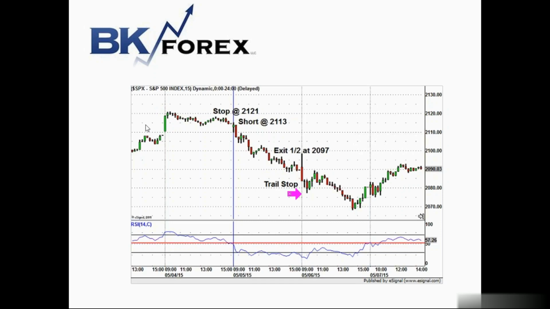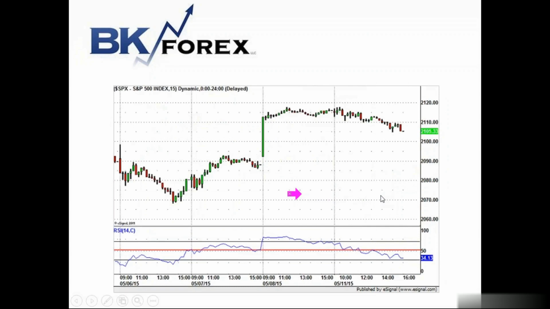So that's how you would turn RSI into a trading strategy. Let's take a look at another example. You can use this on intraday charts too. This is another example here where RSI drops below 30, you wait for it to cross above 50, and you exit somewhere around there.